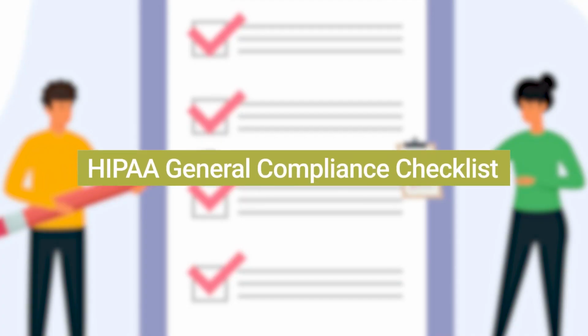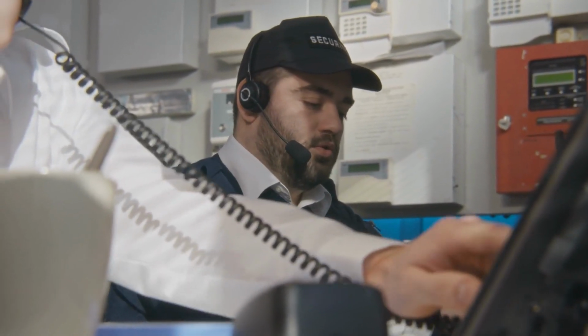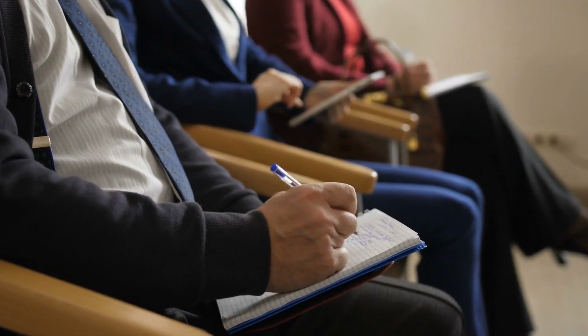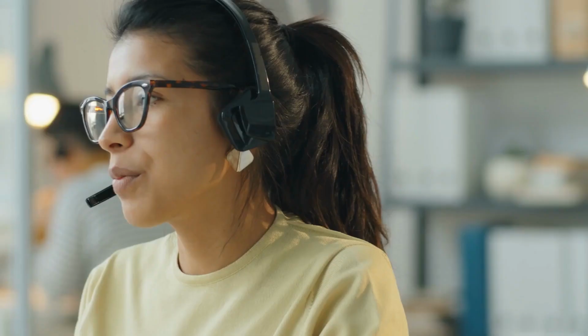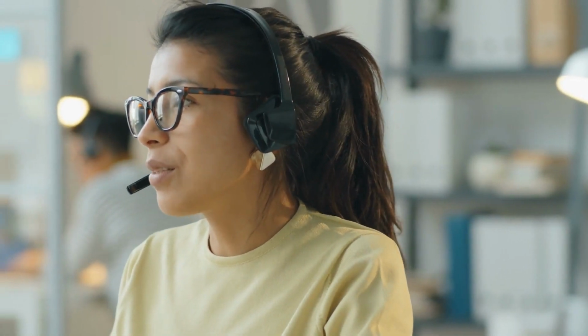HIPAA General Compliance Checklist. Develop policies and procedures that support compliance with the privacy rule and ensure technologies are configured to comply with the security rule. Designate a privacy officer and a security officer, and build a compliance team around them where possible. Implement effective training programs, emphasizing continuous education rather than one-off training sessions. Establish communication channels for notifying compliance officers of complaints, violations, and breaches.